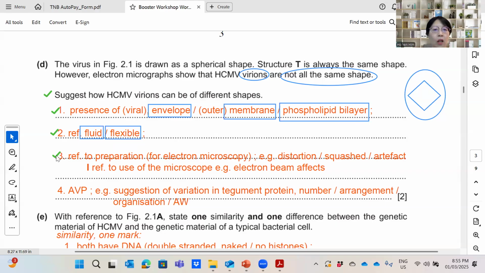So therefore what? So therefore, because it can move, it can easily change shape. Okay, it's like, for example, you try to press this part here, so the shape will actually change, right? Whichever part that you press, it may actually change shape based on how you press it. Probably you press it here, and it will become this shape. Therefore, the virus may have different shape.